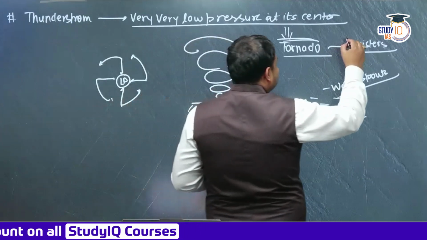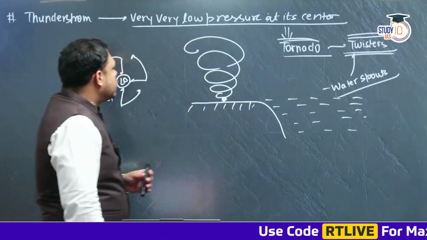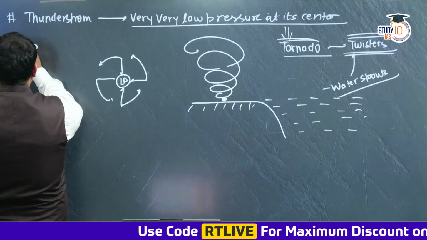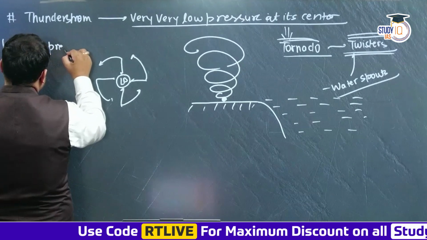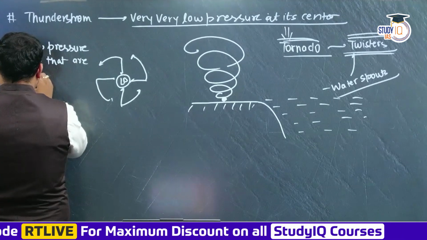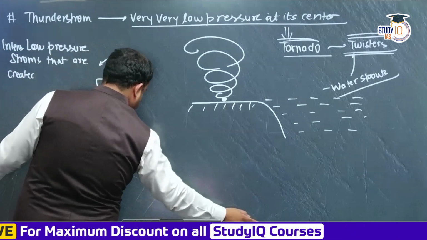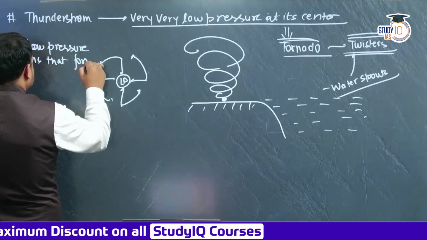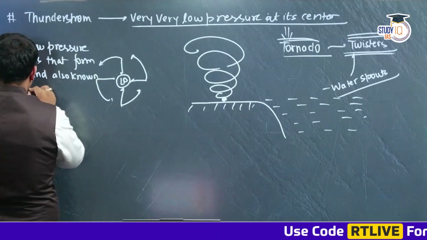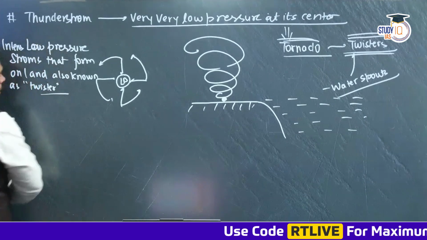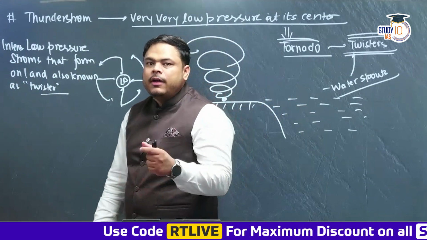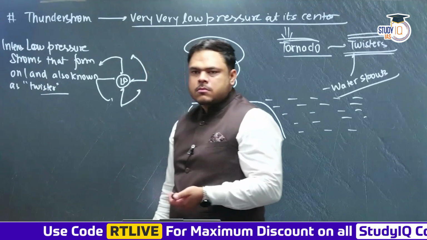And this, my dear friends, was asked in this year's mains question. So tornadoes are nothing but low pressure storms. They are intense low pressure storms that form on land, also known as twisters. And why are they very common in the Gulf of Mexico? उसी के ऊपर क्वेश्चन है ना.